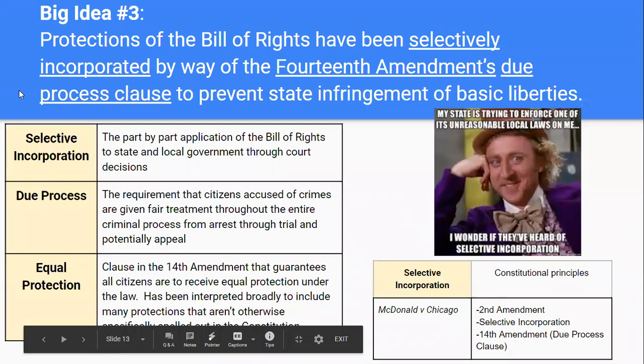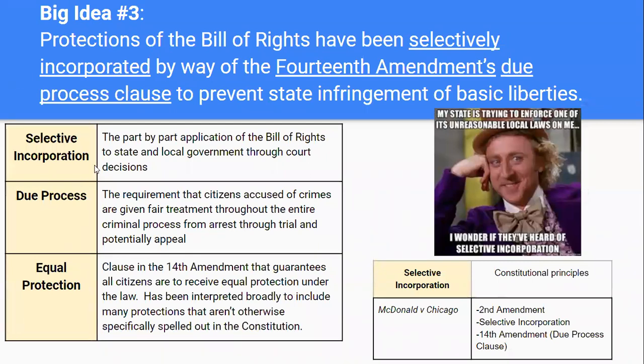All right. Selective incorporation, due process, and equal protection. 14th Amendment. Super, super important, right? Again, we also talked about the citizenship clause. Any person born or naturalized in the United States is a U.S. citizen. First part of the 14th Amendment. The due process clause: the requirement that citizens accused of crimes are given fair treatment throughout the entire criminal process, from arrest through trial and potentially appeal, so that the government cannot, particularly the states, right?